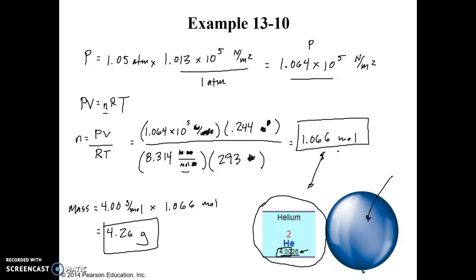So how many molecules? That's answered right here, 1.066 moles. And what's the mass? 4.26 grams.